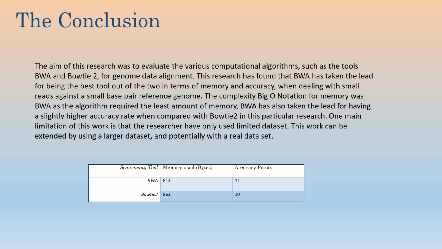BWA has also taken the lead for having a slightly higher accuracy rate when compared with Bowtie 2 in this particular research. One main limitation of this work is that the researcher has only used limited data sets. This can be extended by using a larger data set, potentially with a real human data set or a real bacterial data set, to give a better comparison.